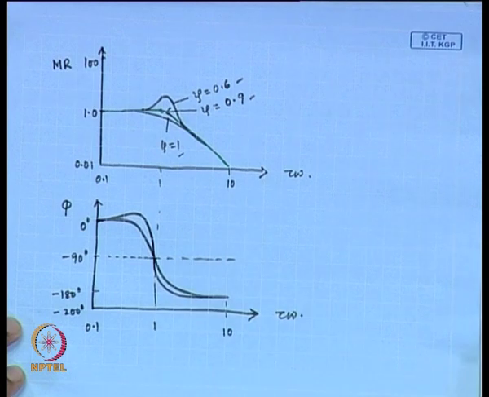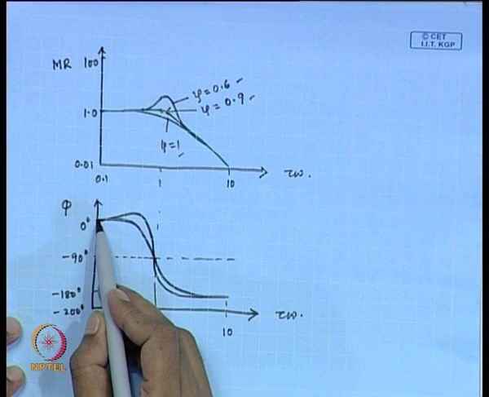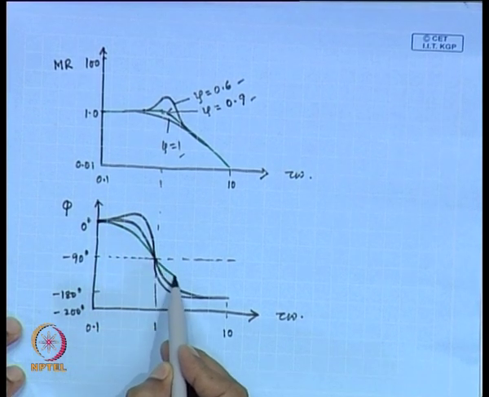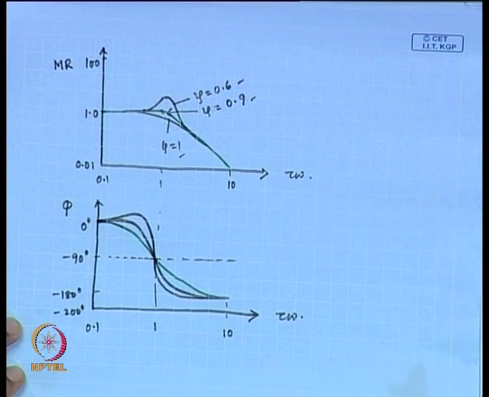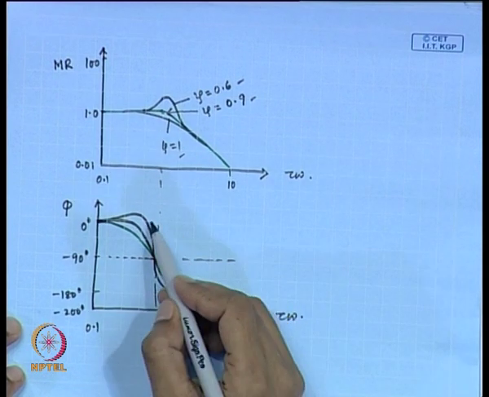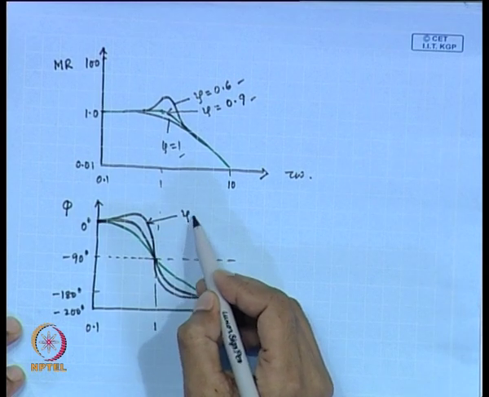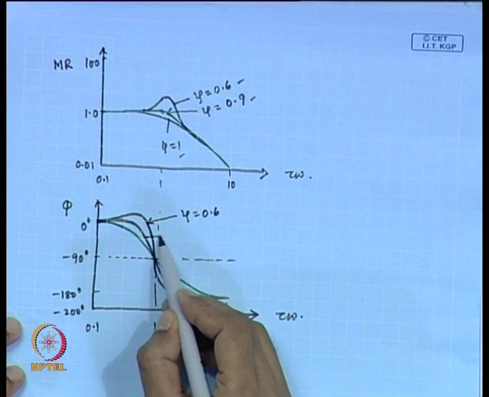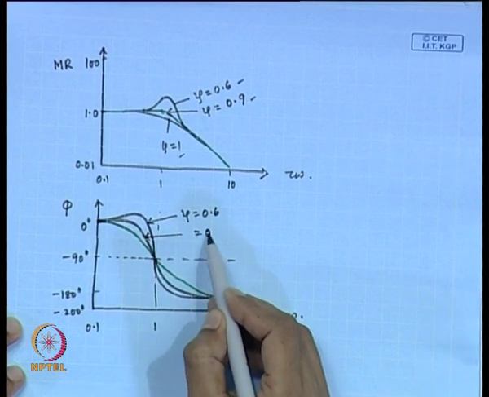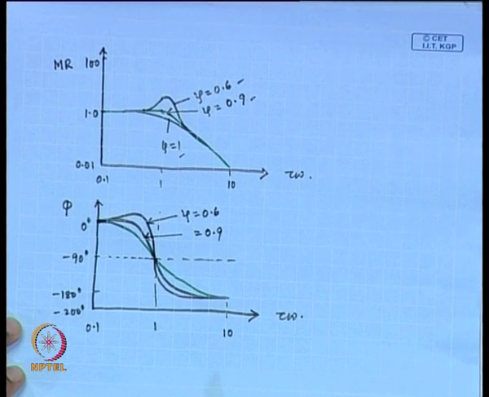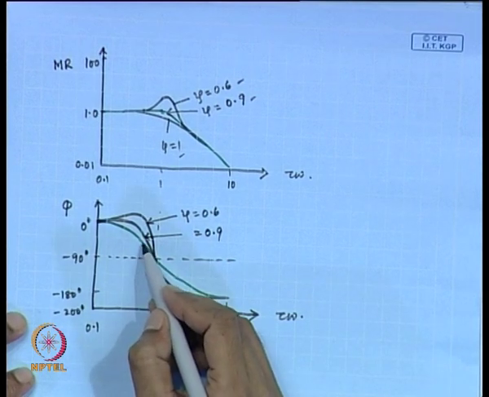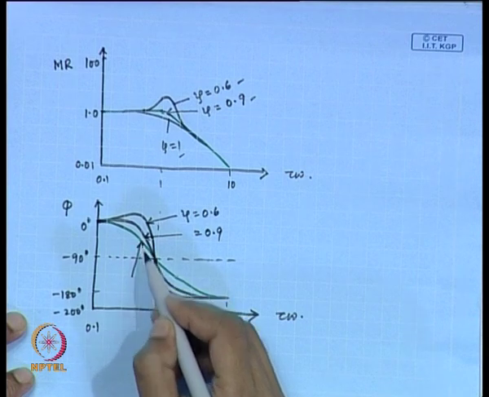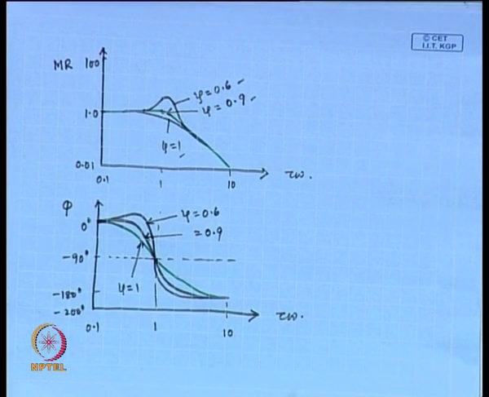This is the second plot. This is the third plot. This top one we obtain for zeta 0.6. Second one, I mean intermediate one, we obtain considering zeta 0.9, and this one we obtained considering zeta equals 1. Fine.